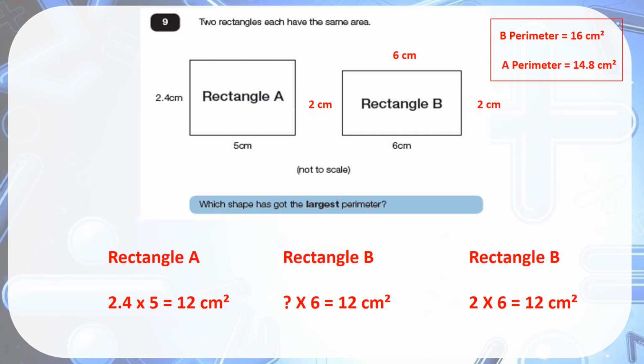Now in order to find the perimeter of rectangle B, I would add 6 and 6 together and 2 and 2 together, because remember, to find the perimeter you add together all 4 sides, which would give me a perimeter of 16 centimetres. I then need to find out which shape has got the largest perimeter. So I'm going to go back to rectangle A, and I'm going to do 2.4 add 2.4 and 5 add 5 and then add them together, which would give me the perimeter of 14.8, which clearly means that rectangle B is the rectangle that has got the largest perimeter.